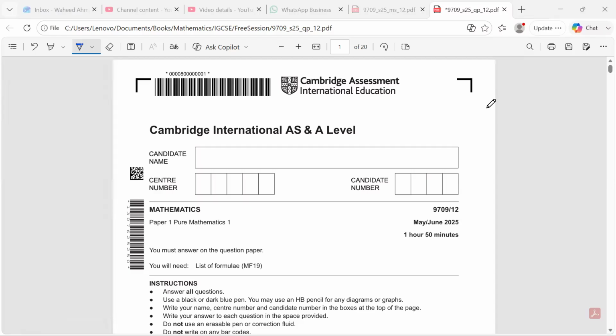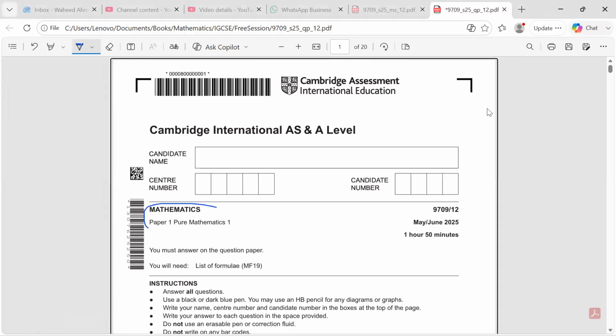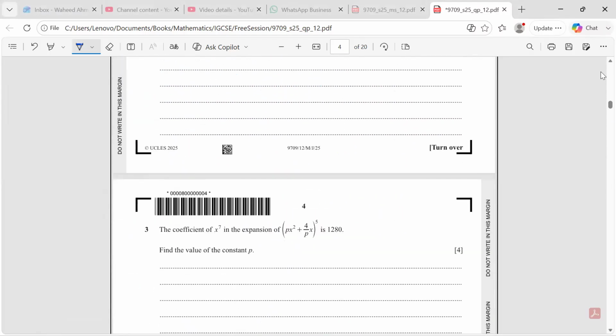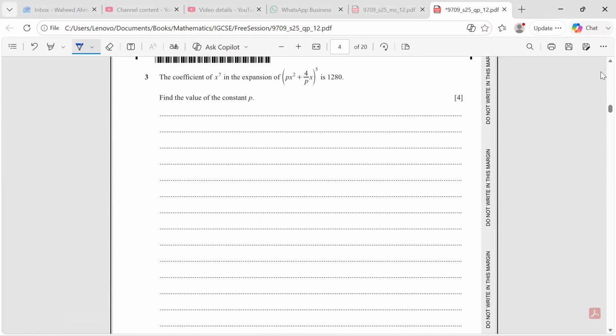Hello, we have been solving these past papers. Right now I have this Mathematics Paper 1, Pure Math 1, May/June 2025. We did questions 1 and 2 in the previous video, so I will jump on to question number 3.